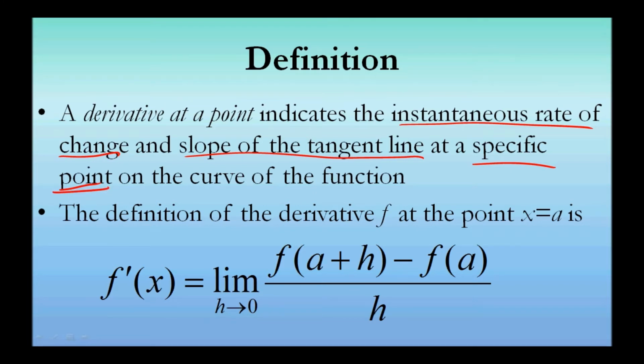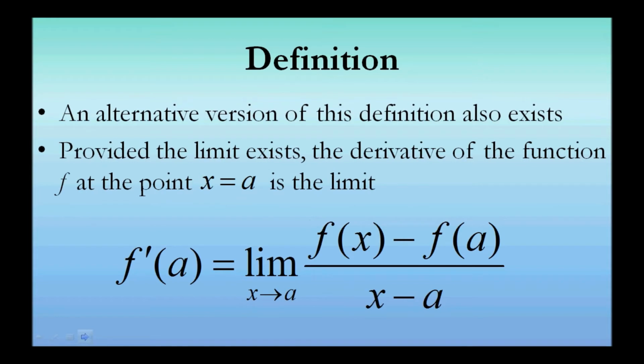So the definition of this derivative f at the point x equals a is f prime of x is equal to the limit of f of a plus h minus f of a over h as h approaches 0. So as this h value approaches 0, we have the derivative at the point x equals a. An alternative version of this definition also exists.